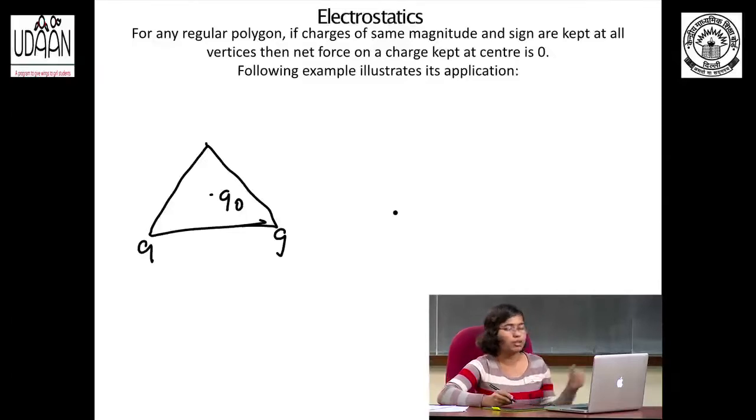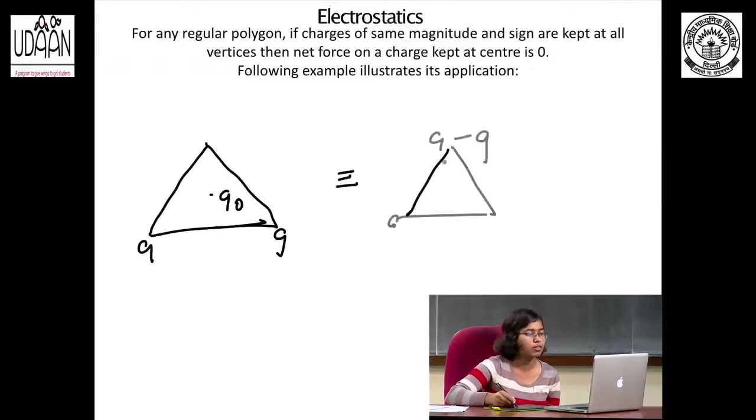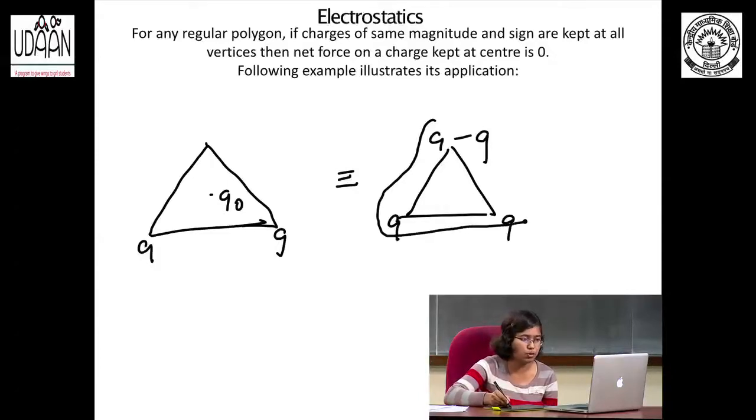Suppose there are two charges which are kept at two of the vertices and no charge is kept at one of the vertices. Then we can substitute this. So now we can see that the force due to three of them would be 0, and we have to calculate the force only due to the left charge minus Q.